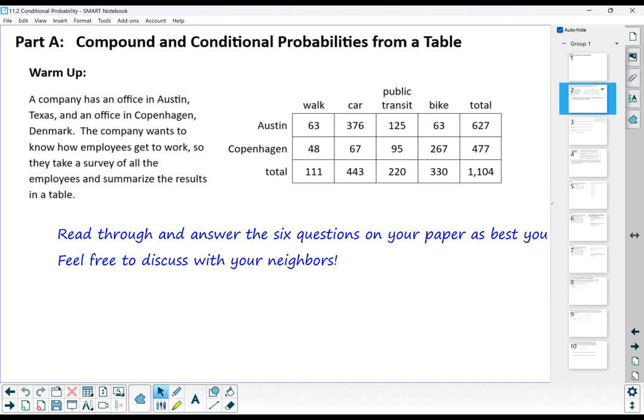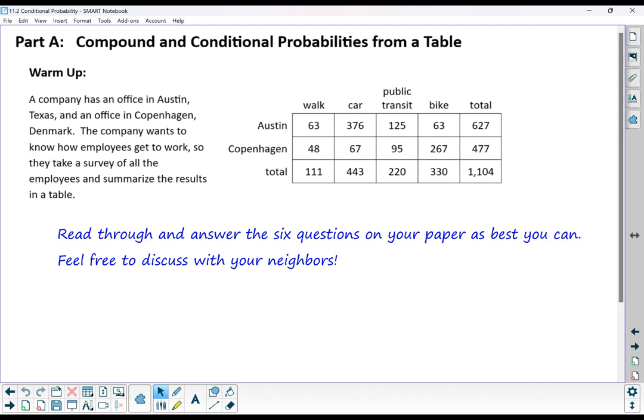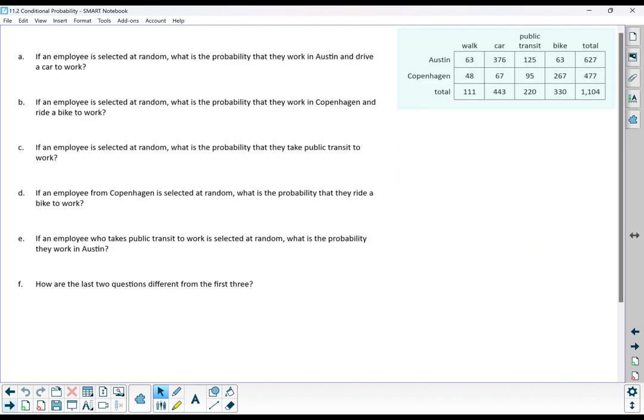So on your paper, there's 6 questions to read through, and just see if you can answer those. Probably good to pause the video and look at those for a second, if you can. So let's look through what the answer to each of these are.